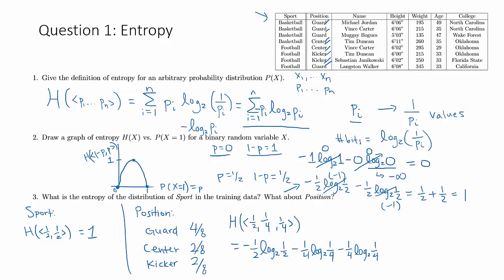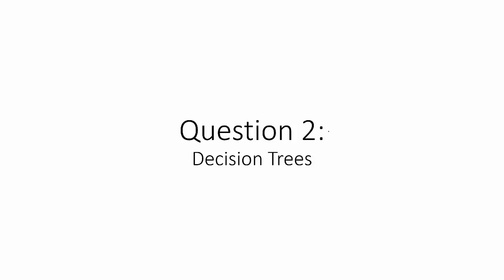Log base 2 of 1/2, that's negative 1. Log base 2 of 1/4, that's negative 2. Log base 2 of 1/4, again, negative 2. And so simplifying this, we get 1/2 plus 1/2 plus another 1/2. That's equal to 3/2.